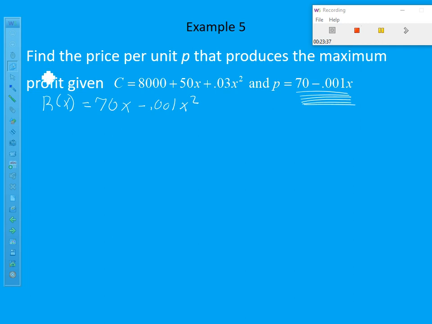We want to maximize our profit. So my profit equation will be this revenue equation minus that cost. Now notice I'm going to distribute my negative sign through there.